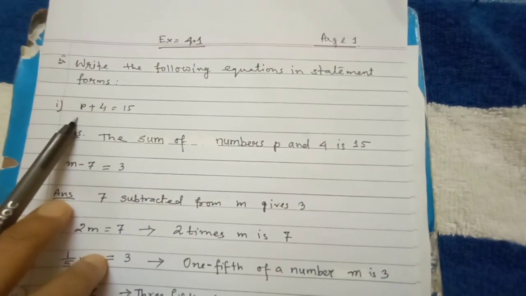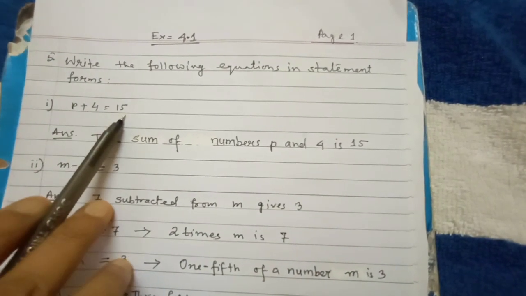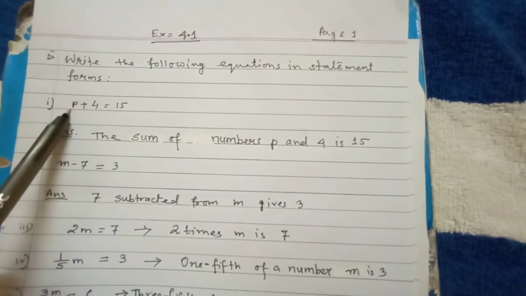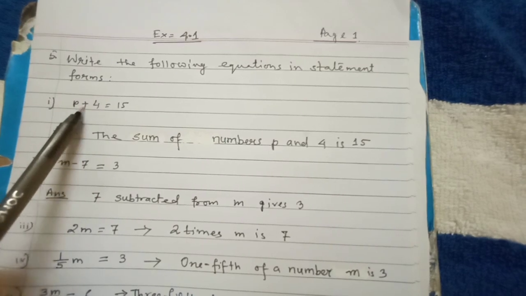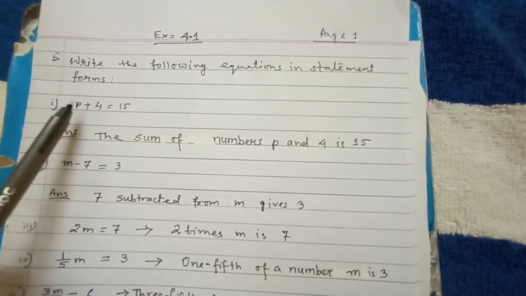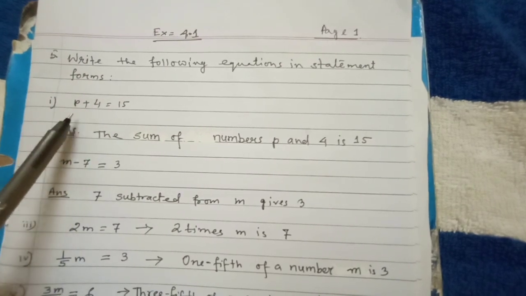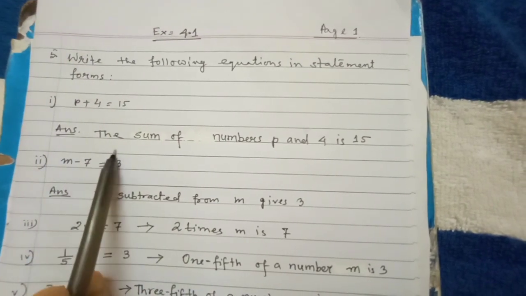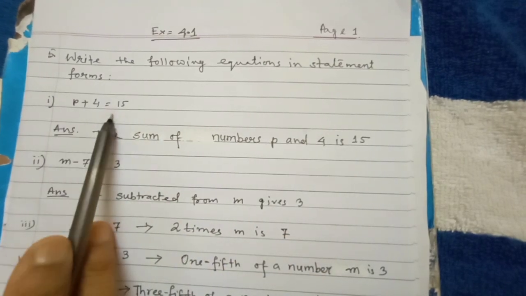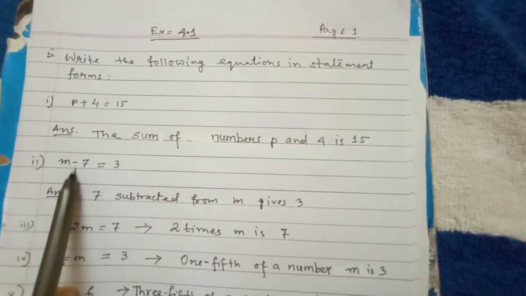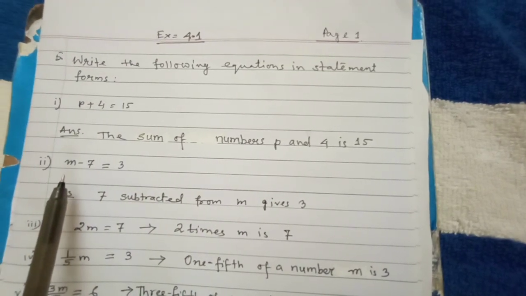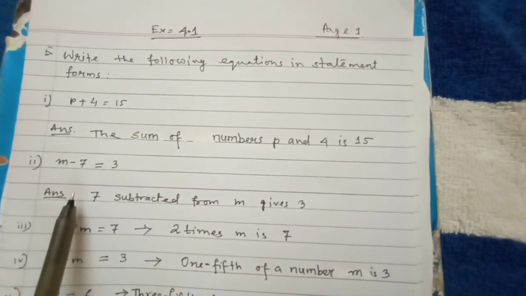See, one equation is given, p plus 4 is equal to 15. Then what will we write? See, these two are added and the result is 15. So the sum of number p and 4 is 15. Can I write it this way? Let's see. The sum of number p and 4 is 15. This is the statement for this equation. In this way, we will write the statement for all the equations.